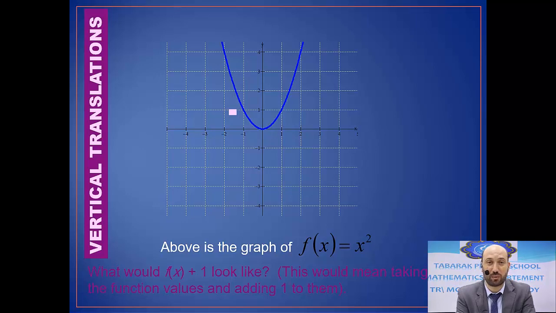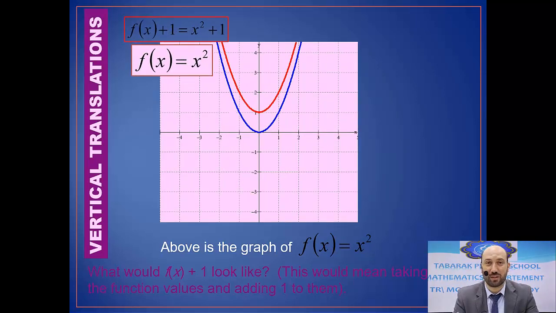This means taking all the function's values and adding 1 to them. So that means the blue one, f(x) = x squared, becomes f(x) + 1 = x squared plus 1, the red one. We move it 1 unit up.